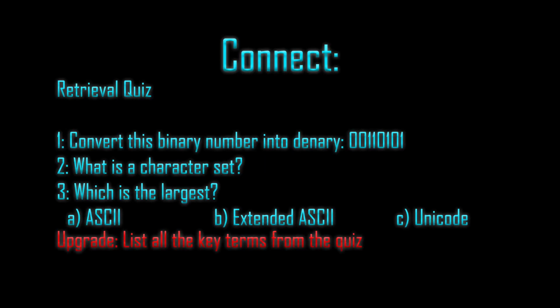The first task you're going to complete is the connect task, where you're going to take part in a retrieval quiz. Number 1. Convert this binary number into denary. Number 2. What is a character set? Number 3. Which is the largest? ASCII, extended ASCII, or Unicode? And if you complete all those easily, please do the upgrade task, where you can list all the key terms from this quiz. You've got 5 minutes. Pause the video now.